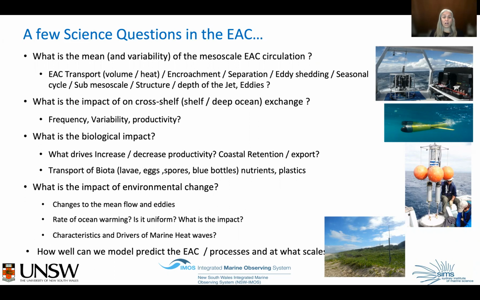What are the drivers of cross-shelf transport, shelf-ocean exchange? How frequent is it? What's the variability? What's the productivity associated with it? What's the biological impact? So what drives or increases or decreases productivity? Is there coastal retention? Is there export? And what drives the transport of biota? These questions are quite common across boundary current systems, I believe.